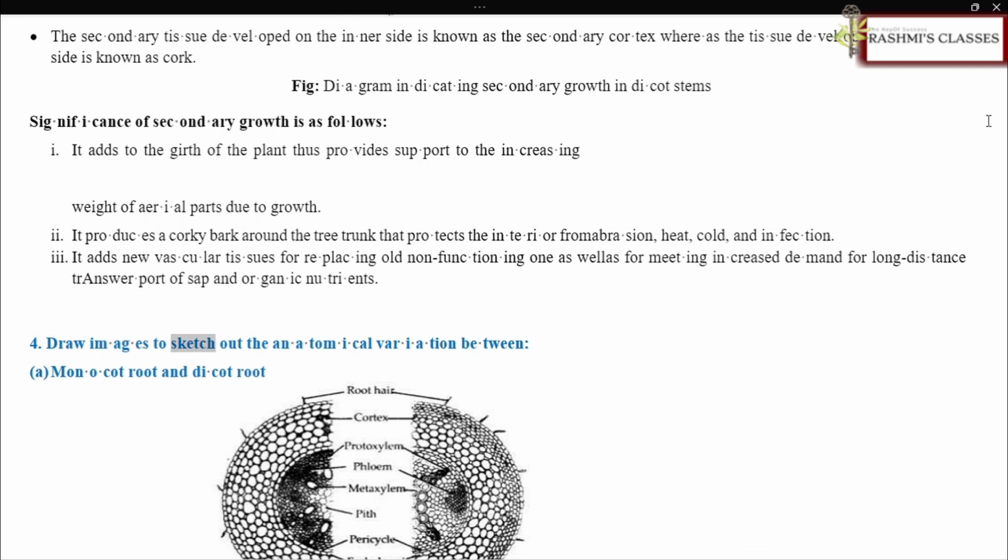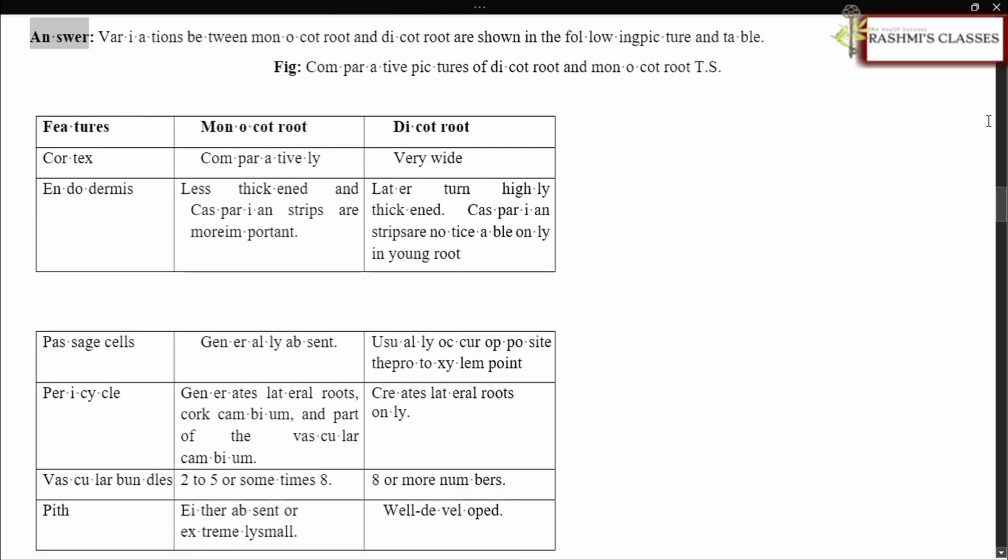Draw images to sketch out the anatomical variation between monocot root and dicot root. Answer: variations between monocot root and dicot root are shown in the following picture and table. Fig. Comparative pictures of dicot root and monocot root TS. Features: monocot root, dicot root.